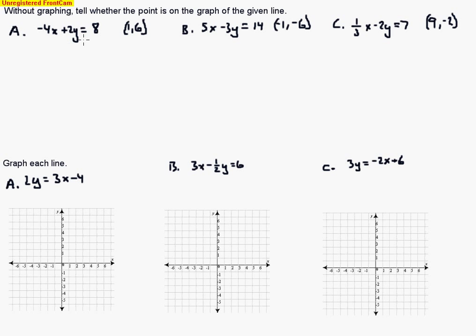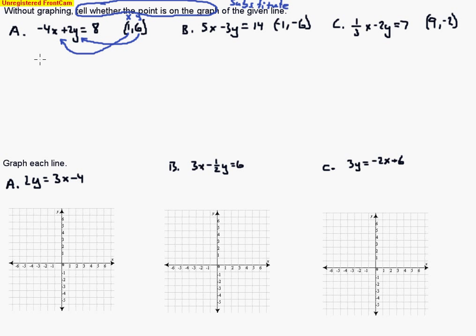Well, what we're going to do is use just substitution. We're going to take our x value and put that in place of x. We're going to put the y value in place of y. So again, you've got to read those directions carefully. Tell whether the point is on the graph. That's when you just substitute. So if you just substitute, you've got your answer. If they're equal, you say yes. If they don't, you say no.